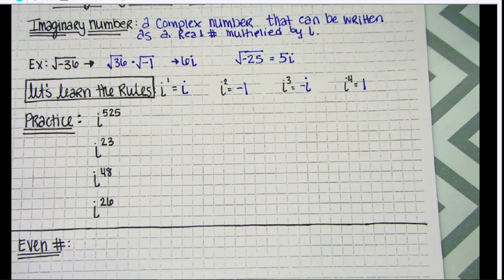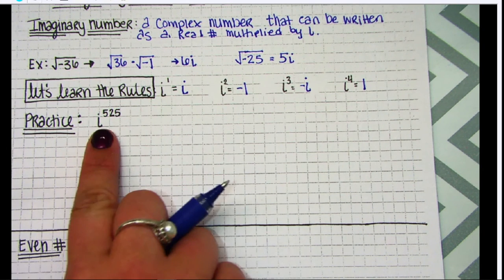Now, after i to the fourth, it repeats. So it repeats every 4 terms. So what's i to the fifth? I. I to the sixth, negative 1. It just repeats every 4. Are we okay? We know what repeat means? So basically every 4 it repeats. We understand that? Okay.